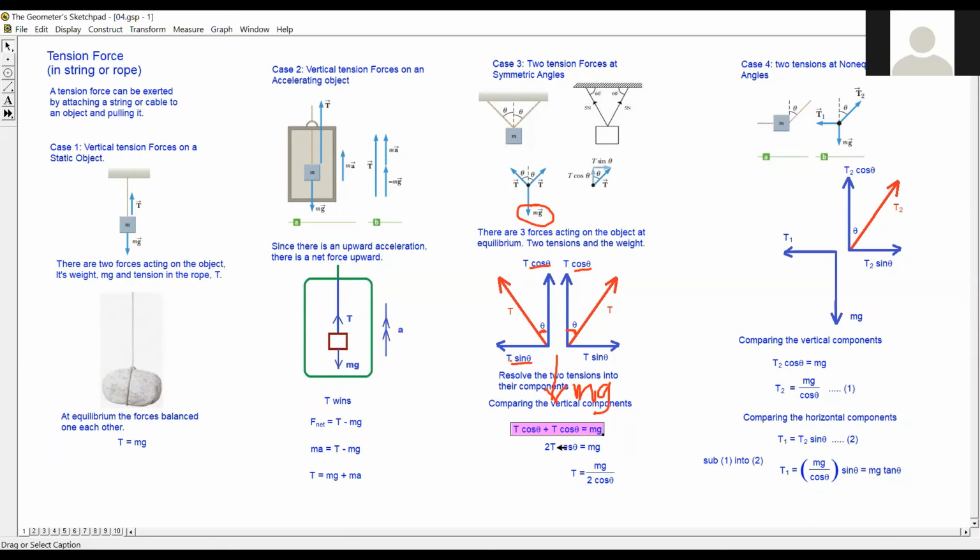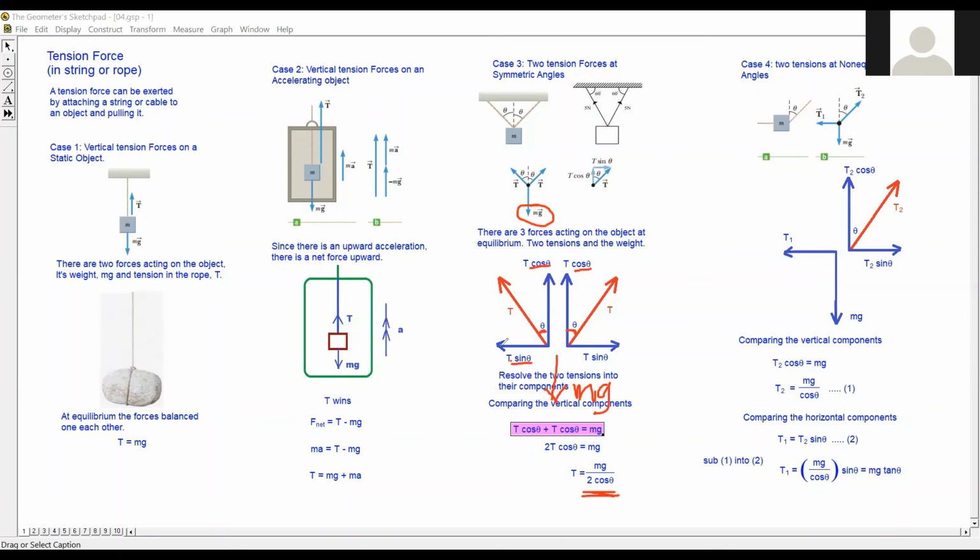If you want to find the tension in the rope, you just move the others to the right hand side. So the 2 and the cos theta, you move to the right hand side, they go to the bottom. So the tension in the string is actually mg divided by 2 cos theta. This is how we find the tension in the string. The size of the tension is mg divided by 2 cos theta. This is the magnitude of the tension, right?